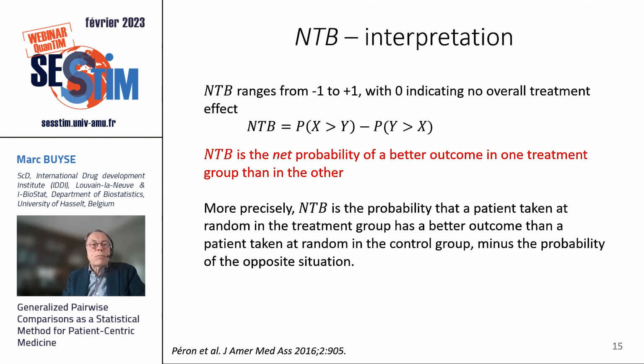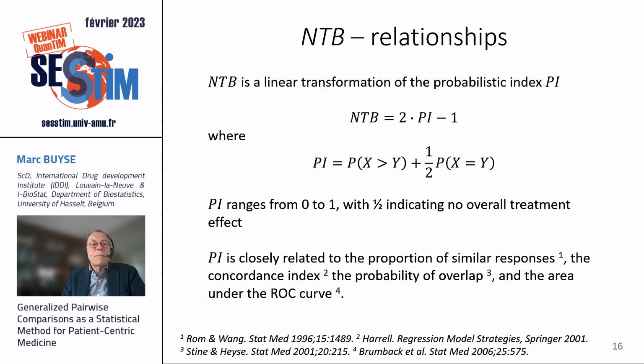In fact, the net treatment benefit is simply the probability that X will be greater than Y minus the probability that Y is greater than X, obviously. So it's the net probability of a better outcome in one treatment group than the other. If you like, more specifically, it is the probability that a patient taken at random does better in the treatment group than a patient taken at random in the control group, minus the probability of the opposite situation, that the control patient does better than the treated patient. So it has an interpretation in terms of a net probability of doing better.